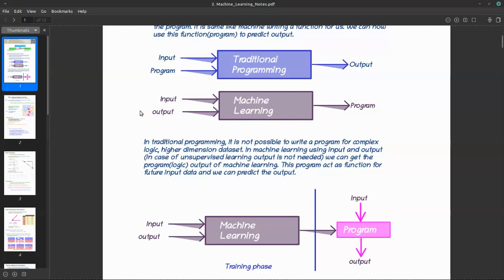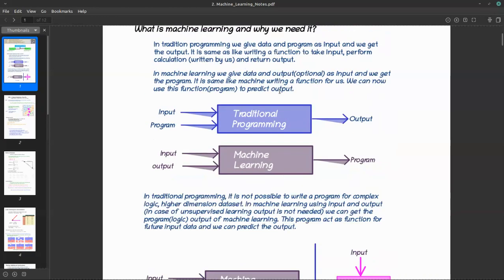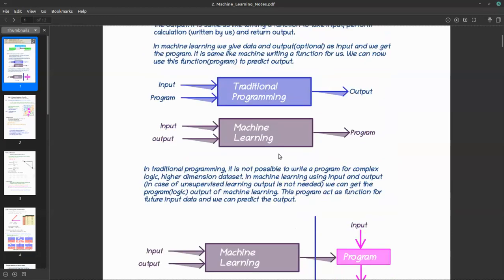In supervised learning, you give input and output. The machine learning model will try to find the pattern out of it. The whole crux of machine learning is finding the pattern, and it gives you the program: these are the weights that, multiplied with the input, give the output. After it gives the program, we give it the test input, or real-world input, and it generates the output. This is the main difference between traditional programming and machine learning.